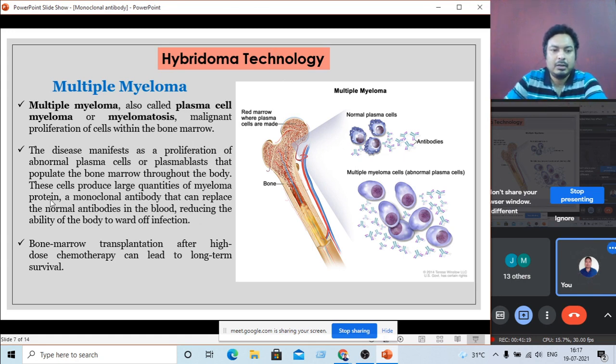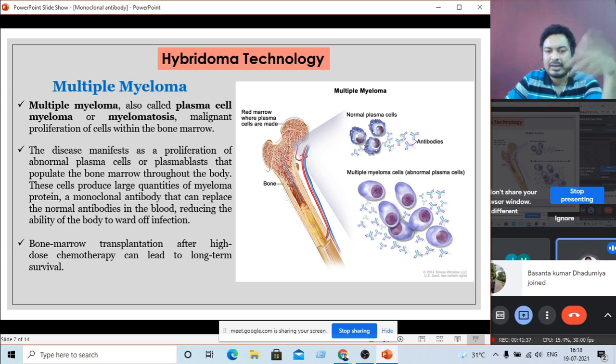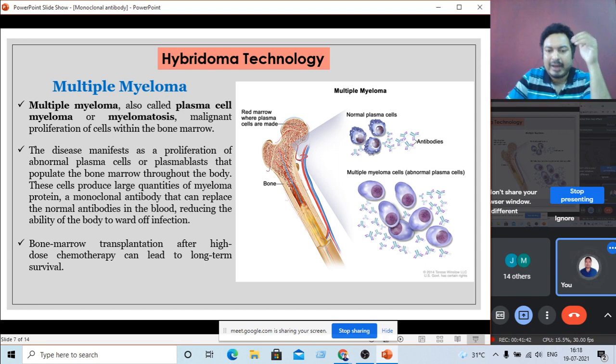Now see, in this particular disease, what happened? The disease manifests as a proliferation of abnormal plasma cells or plasmablasts that populate the bone marrow throughout the body. Inside the bone marrow, their proliferation is very high, and their development and maturation is very high. And after some time, they replace all the natural plasma cells. So these natural plasma cells are completely replaced by this type of cell.